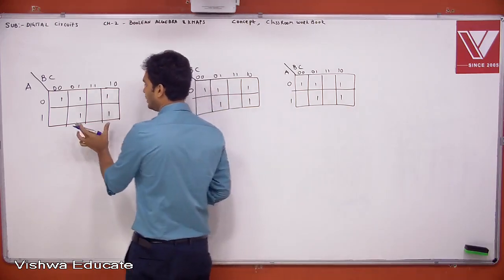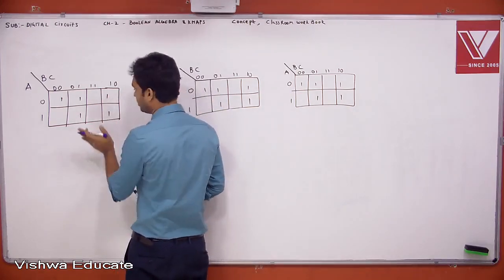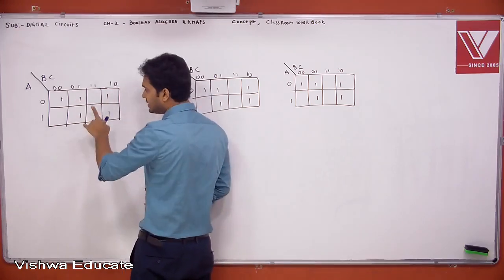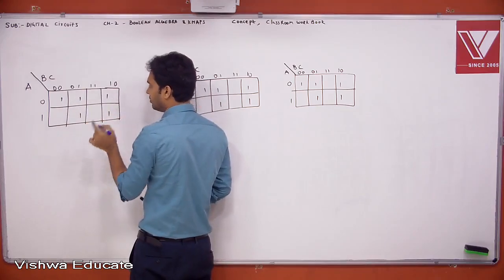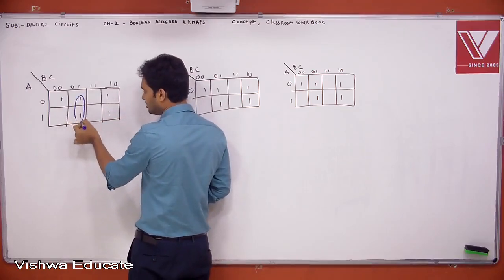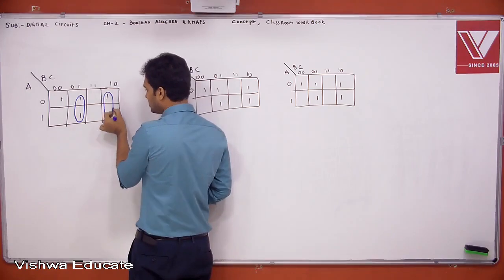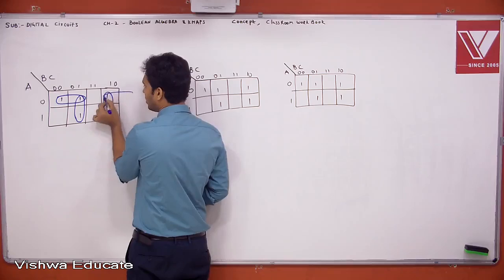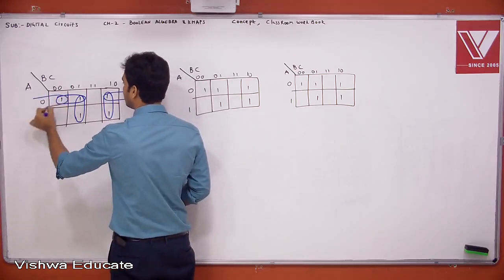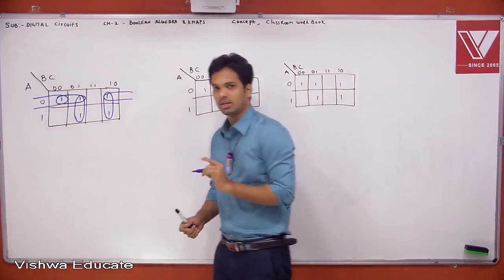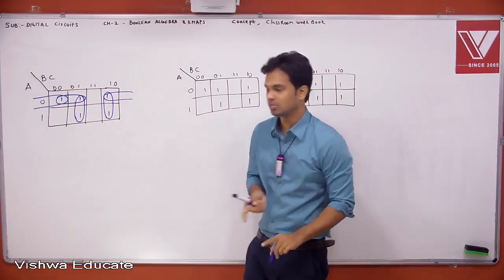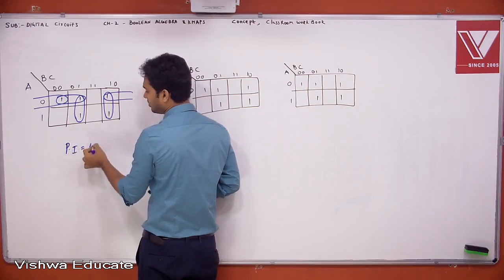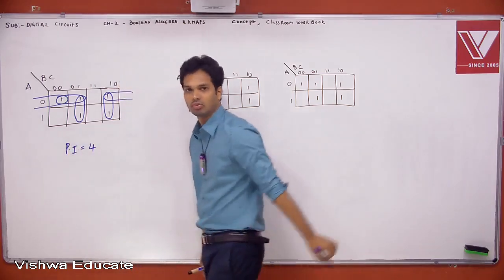Now, first here, this is our question. Forget about that. In this case, how many groupings are possible? Is there any quad possible here? No. Pair is possible. This is one pair. This is one pair. I can make a pair like this. And also for last and first, you can make a pair. So total how many combinations do I have? 4 groupings are possible. So here each grouping is called one prime implicant. Number of prime implicants is 4.